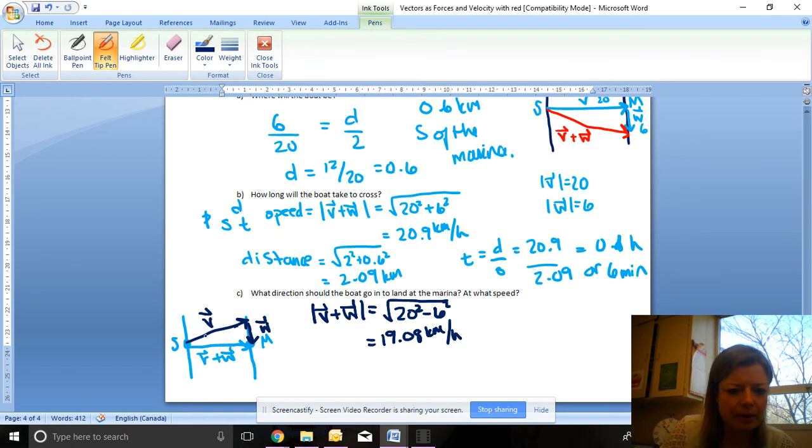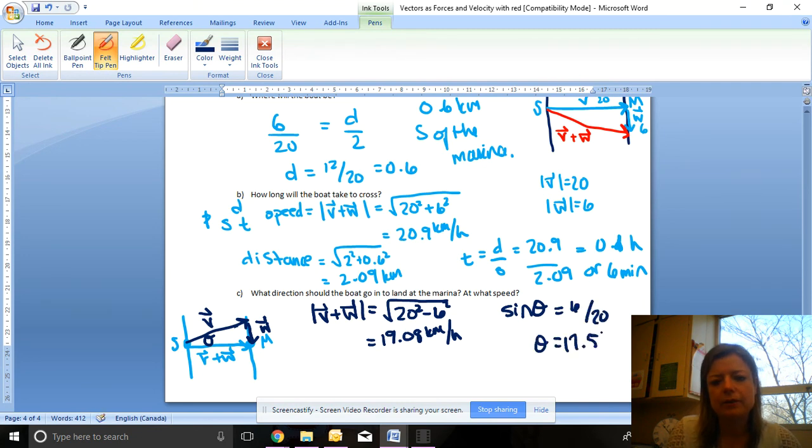Okay, and then we can find this theta. Okay, and then sine theta is equal to 6 over 20. So theta is 17.5 degrees. So she should head 17.5 degrees away from the perpendicular, or west, 17.5 degrees north, in order to end up at the marina.